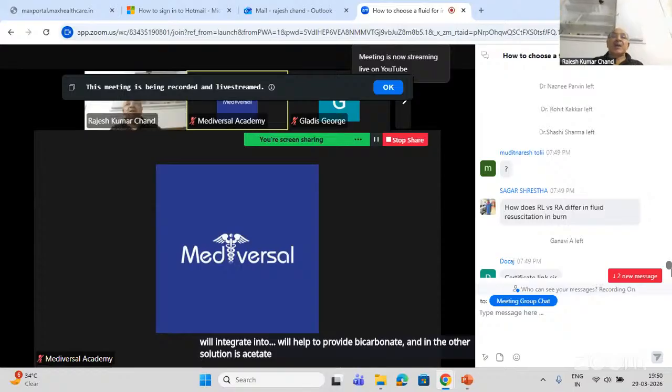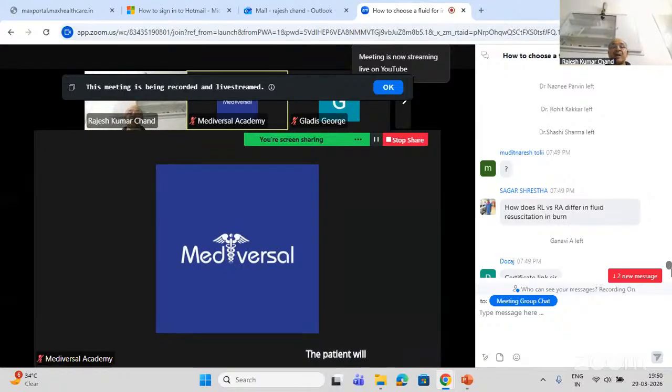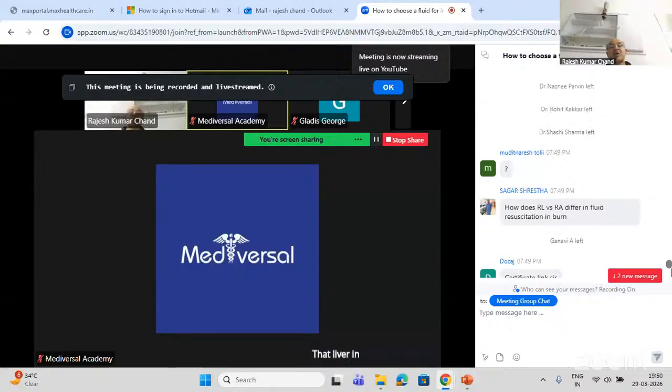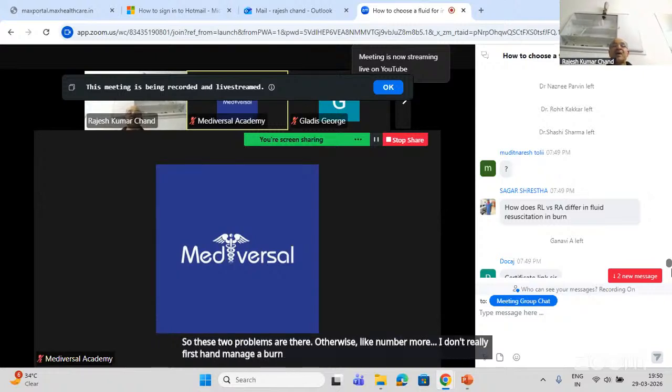The difference will be in burn, where the patient will have acidosis. So ringer lactate can cause lactic acidosis. And if there is a liver injury, we should not be using a lot of lactate, because lactate is metabolized in the liver. So these two problems are there. Otherwise, I don't really manage burn patients first hand. I'm a cardiac anesthetist and an intensive care provider for cardiac patients.